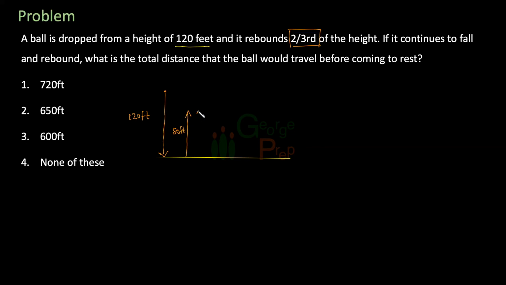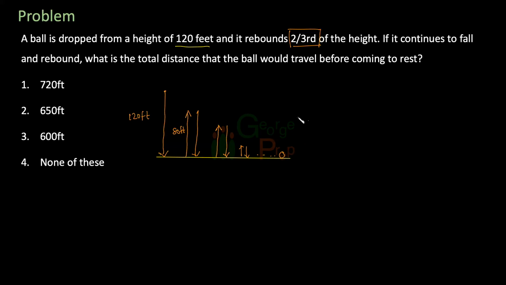So it will again fall down that 80 feet. And then it will rebound 2/3 of 80 feet. It will fall down. Now this process is going to continue for some time, and finally the ball will come to rest. Right? If it continues to fall and rebound, what is the total distance? So it is traveling some distance here in all these rebounds, right? We are supposed to add all of them.